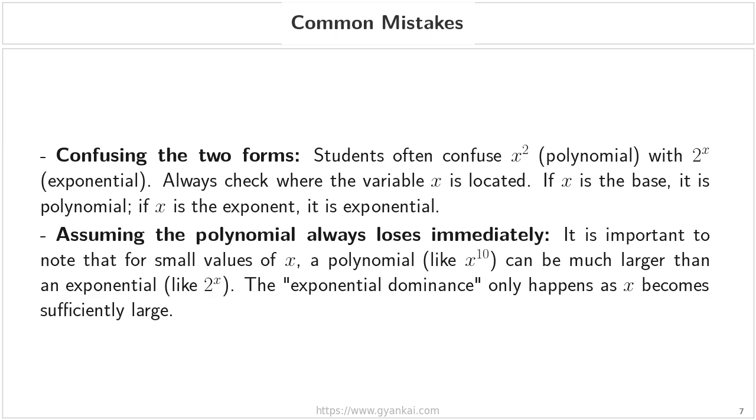Secondly, some students mistakenly assume that the polynomial function always loses the race immediately. As we observed in our step-by-step comparison a few slides ago, for small values of x, a high-power polynomial, such as x to the power of 10, can actually be much larger than an exponential function like 2 to the power of x. It is important to remember that this exponential dominance only occurs as x becomes sufficiently large. The exponential function may start slow, but it will always eventually overtake the polynomial.